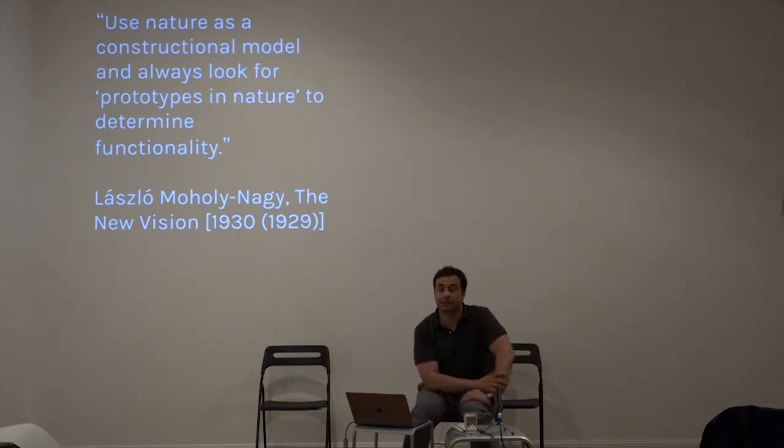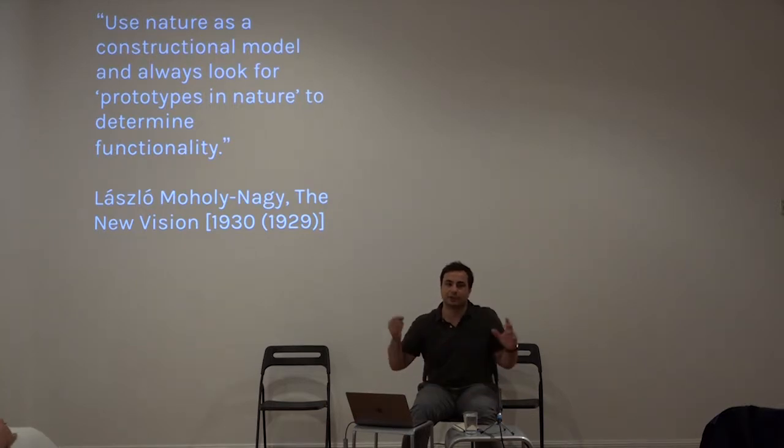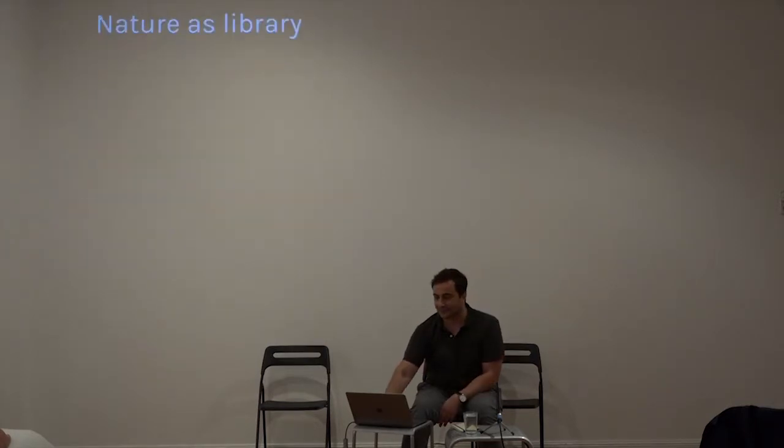And he wasn't the only one at the Bauhaus thinking of nature as a constructional model. Wassily Kandinsky, for instance, designed a famous exercise in which he placed a fish tank in the middle of the classroom and asked students to draw the lines of the fish swimming in water. So what they were doing was thinking of nature as a library, as a repository of forms.